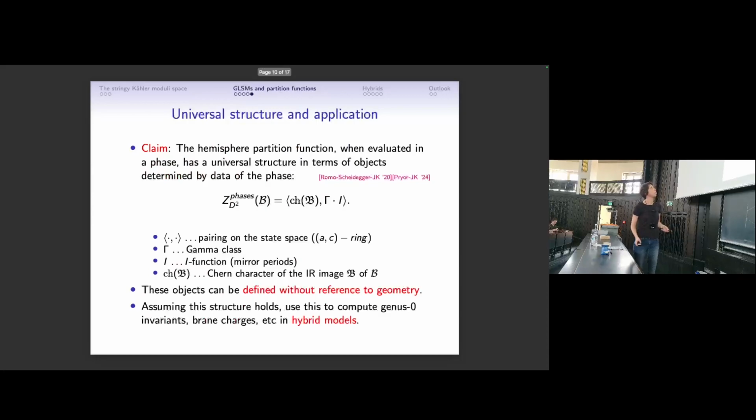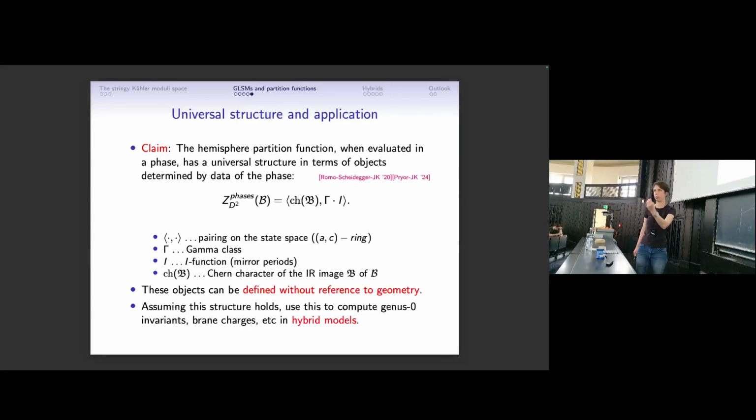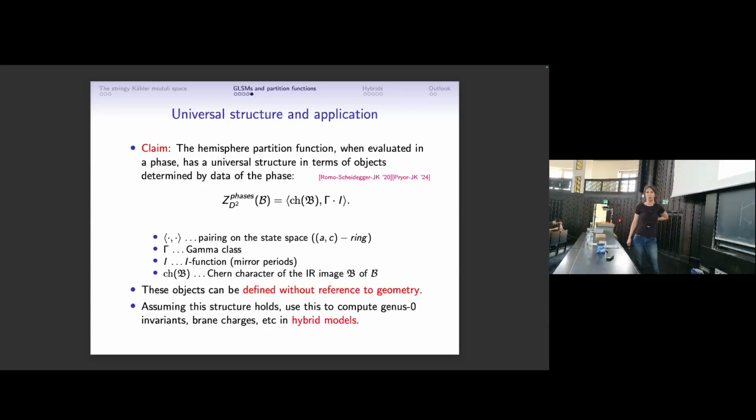And what we would like to do is to sort of evaluate these partition functions in this lesser studied region of the moduli space and learn something about the quantum corrections and the theories that are in these limiting regions that are, let's say, not geometric or not Landau-Ginzburg.